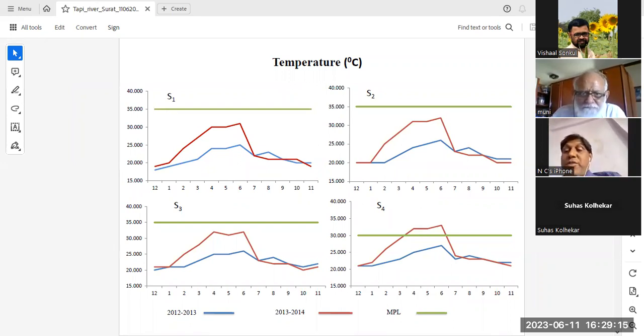Sorry for these technical interruptions. And you can see the temperature level of the water at the 4 stations, how it varies and how it differs among the stations. Next, please.